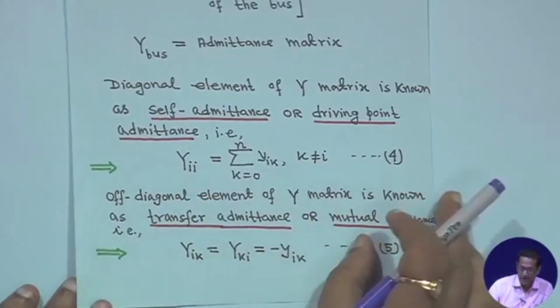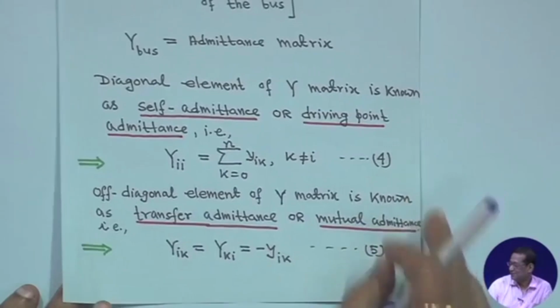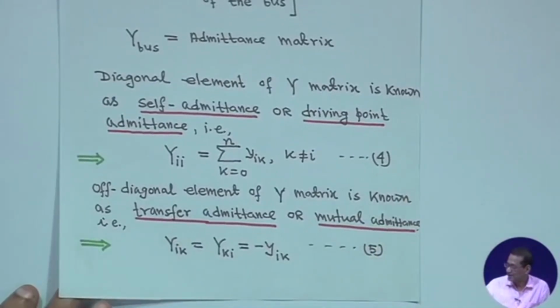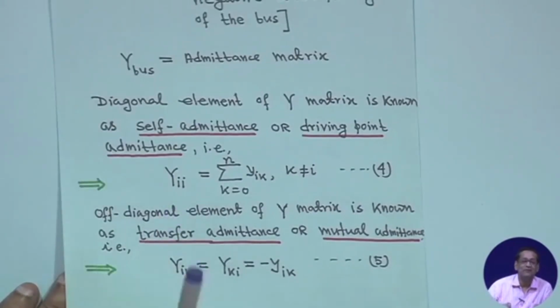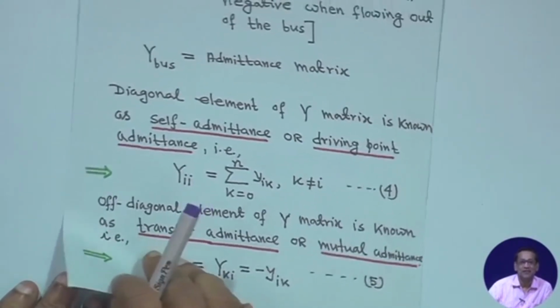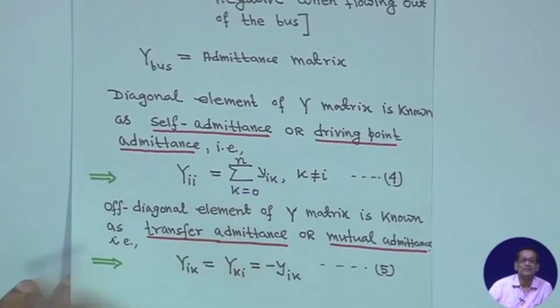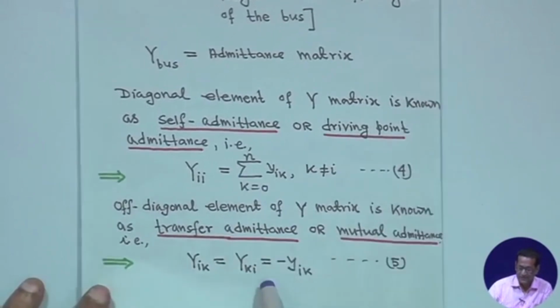And later, when we consider charging admittance and add the elements of a particular row of the Y matrix, at that time we will get something else, right. From that you can check whether your Y matrix construction is correct or not, right. So, this is the general thing.